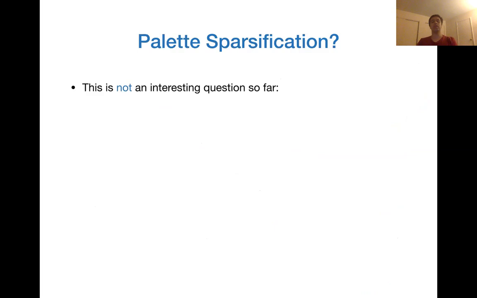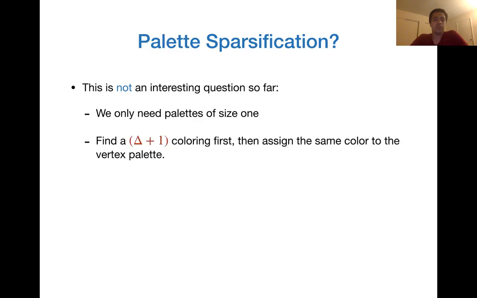Now, if you think about it a bit, this question is not really that interesting, because it has a very trivial answer. Yes, of course, we can shrink the size of every palette to just one by first finding a Delta+1 coloring of the graph and then assigning that color for each vertex to its palette. And then definitely we can color the graph using the palettes.